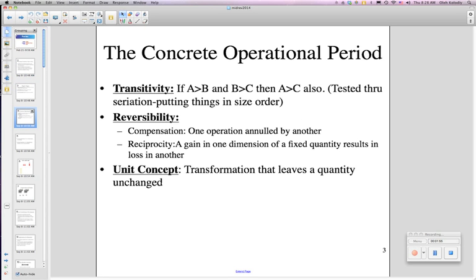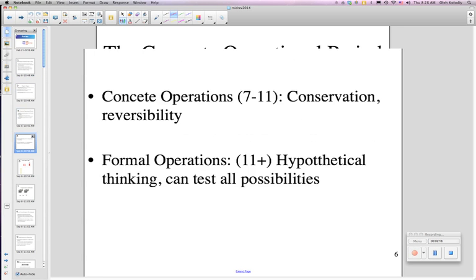Mathematically, that would be if A is bigger than B and B is bigger than C, this implies that A is also bigger than C. But this involves basically putting things in serial order from smallest to largest. And they also cannot reverse operations. One operation cannot be annulled by another. And finally, after concrete operations, the final stage is the stage of formal operations. Right now we will not talk about that operation except state the fact that it exists.